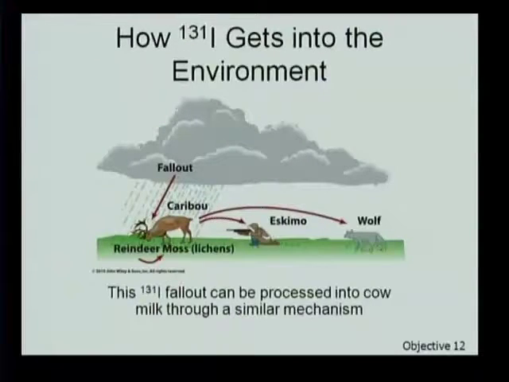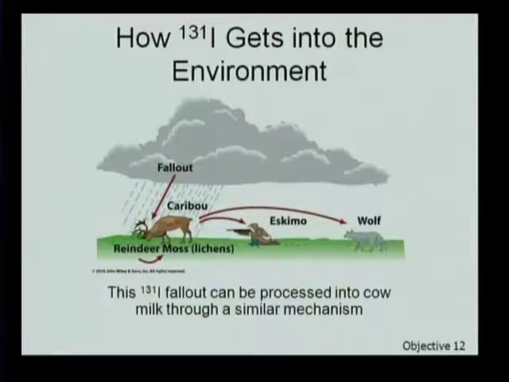That iodine-131 then gets into the environment. This is a gas. It goes up into the clouds. Then it becomes part of the environment. It gets rained down as fallout. It doesn't have to be a caribou. It doesn't have to be in the Arctic. It can be just cows, as we'll see in just a minute. It doesn't have to be an Eskimo. It can be you or I.